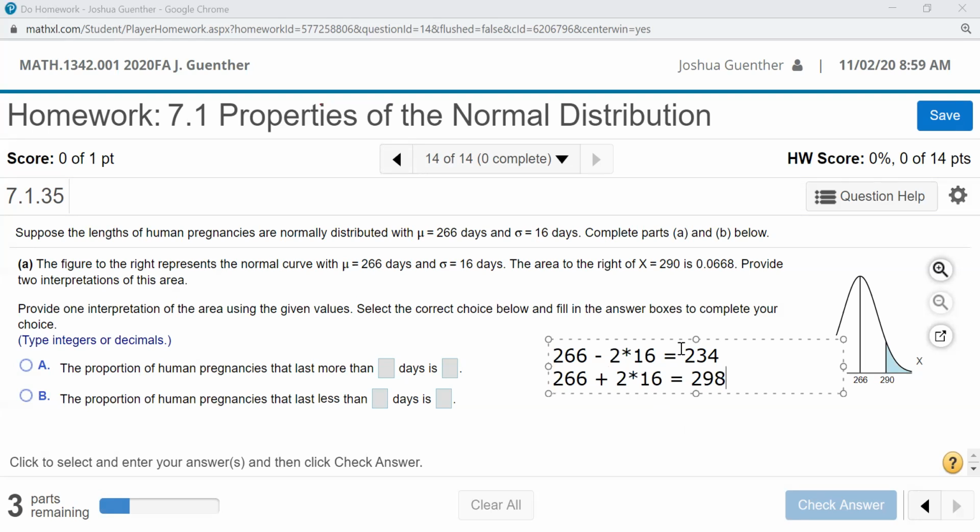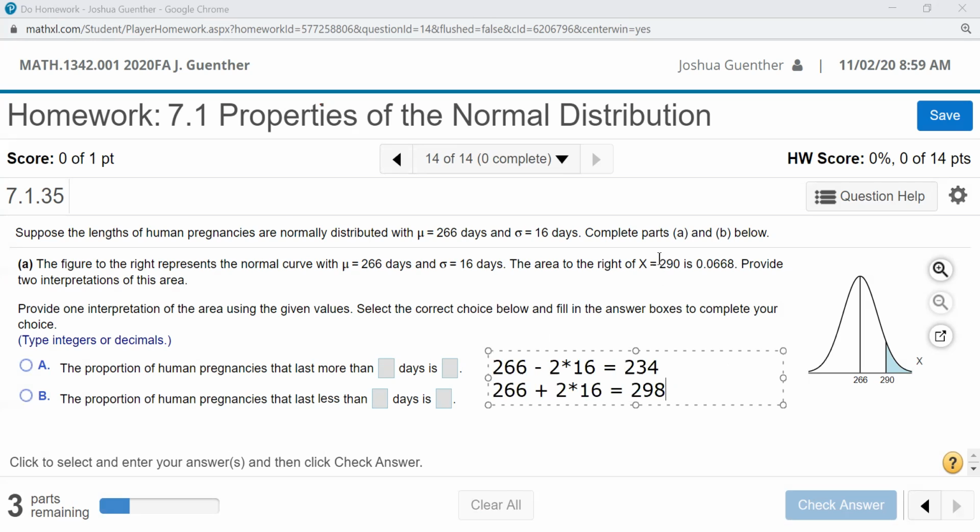There's a 95% chance that a randomly selected pregnancy is going to last between 234 days and 298 days. So you can kind of see the normal distribution, because it says it's normally distributed, applies here.